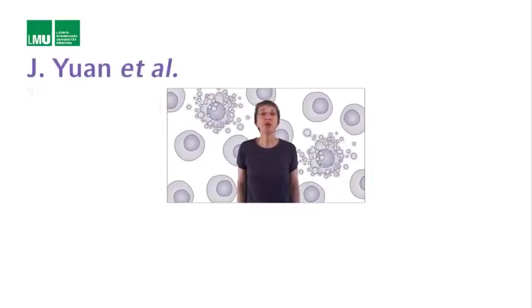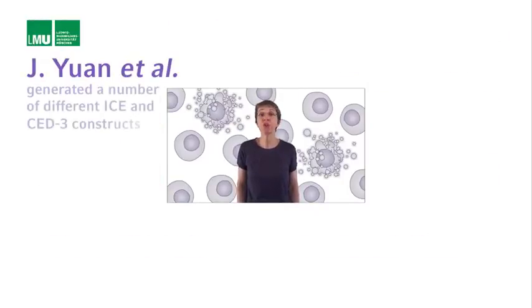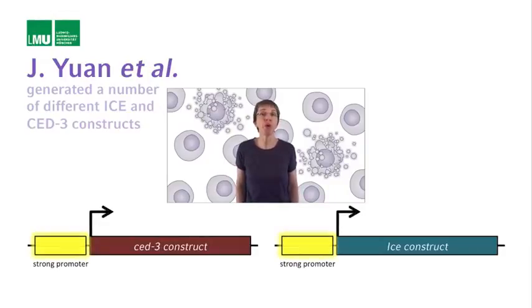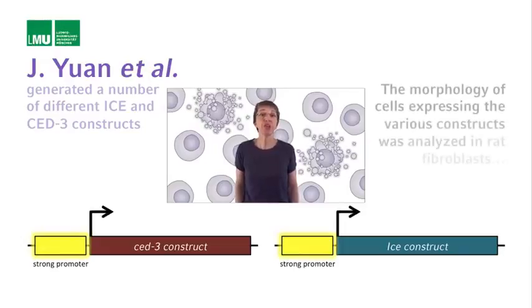And the way she and her co-workers addressed this important question was by generating a number of different ICE and Z3 constructs and by expressing those under the control of a strong promoter, an actin promoter, in rat fibroblasts grown in culture. The morphology of cells expressing the various constructs was then analyzed using light microscopy to determine whether they acquired a morphology typical of cells undergoing apoptosis. And what they found was very significant.